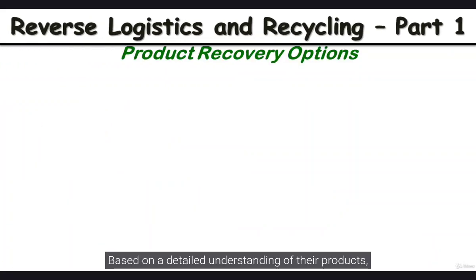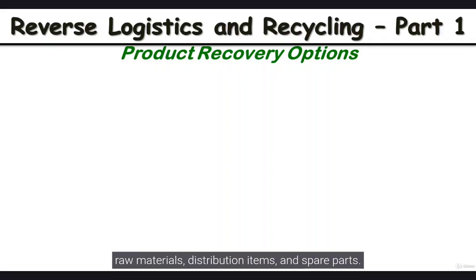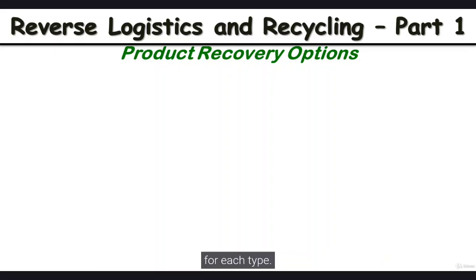Based on a detailed understanding of their products, companies can learn to manage the recovery and distribution of end-of-life products, planning of production and inventory, and supply chain issues in reverse logistics. Recovered products can be civil objects, consumer goods, industrial goods, minerals and chemical compounds, raw materials, distribution items, and spare parts. Next is understanding suitable product recovery options for each type.